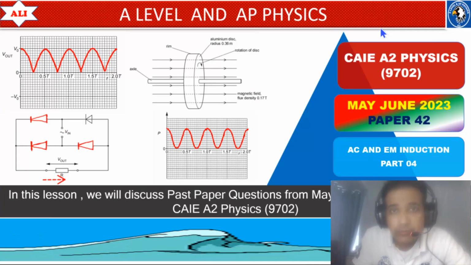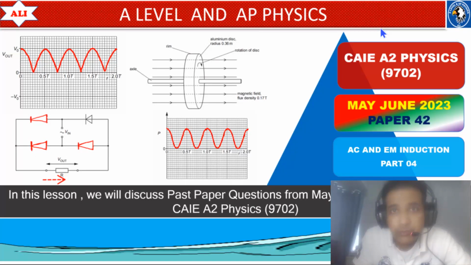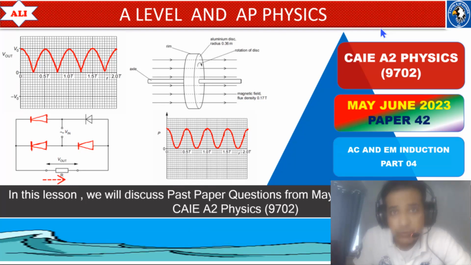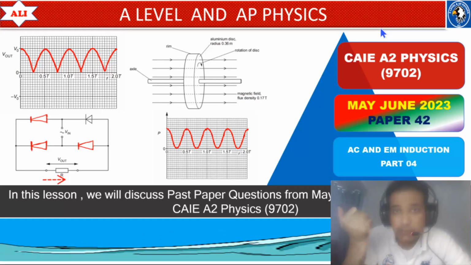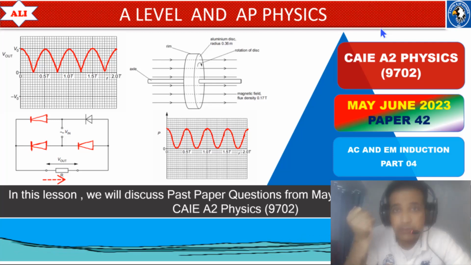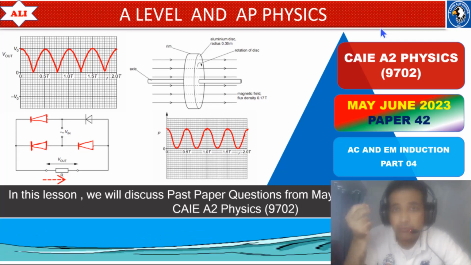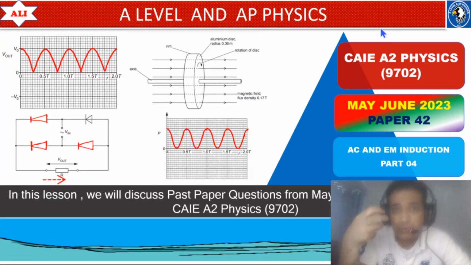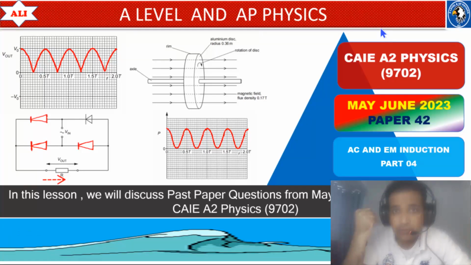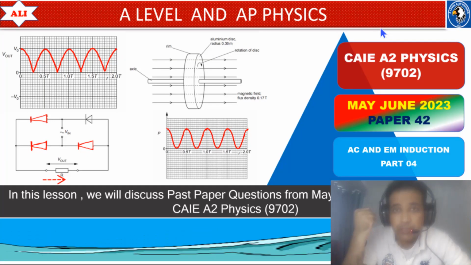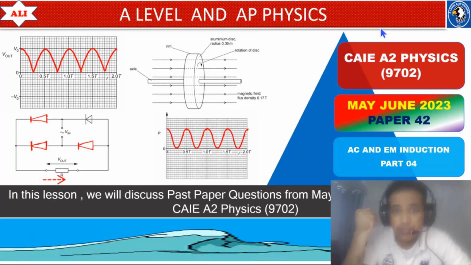In today's lesson, we will discuss past paper questions from May June 2023, Paper 4, Variant 2. We will talk about electromagnetic induction and alternating current. As always, we will discuss these questions in detail so you can improve your conceptual understanding of these two topics, and also have a better understanding of these questions. Let's study together, let's improve together.